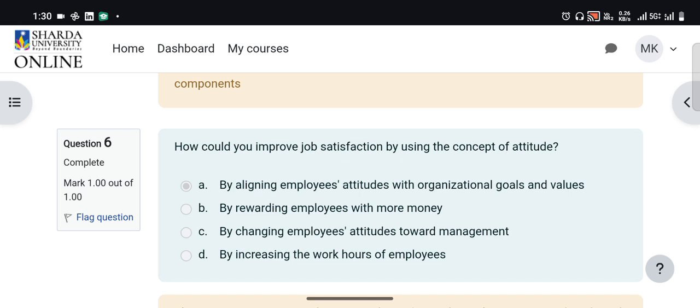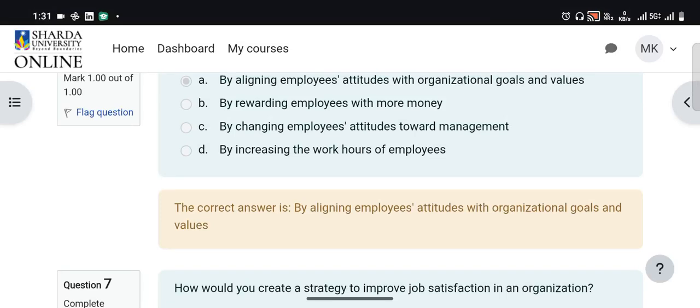Option A. By aligning employees' attitude with organizational goals and values. Option B. By rewarding employees with more money. Option C. By changing employees' attitude toward management. Option D. By increasing the work hours of employees. The correct answer is by aligning employees' attitude with organizational goals and values.